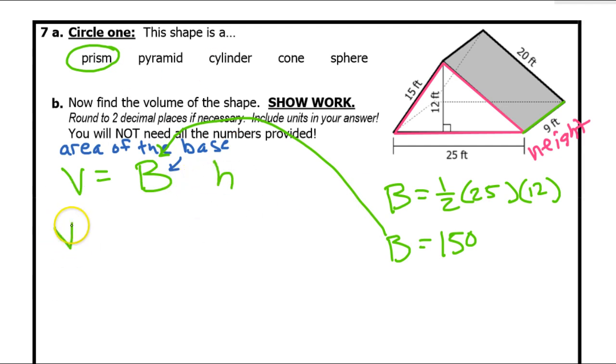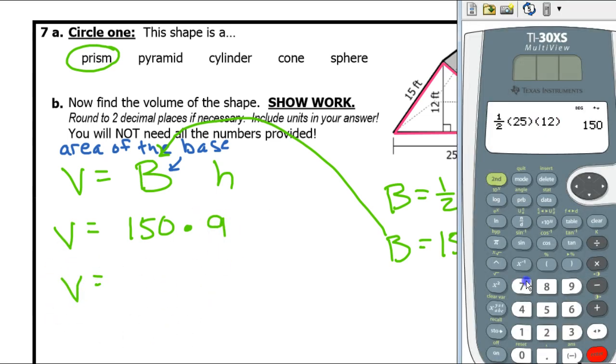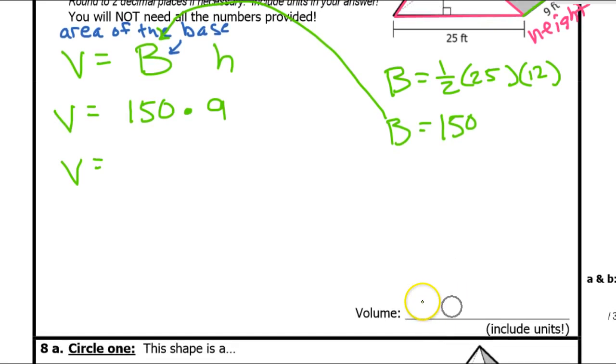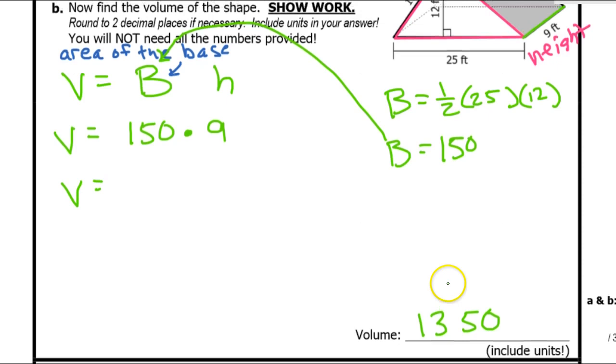So now I have the volume is equal to 150 times the height of the prism, which is 9, as I said before. So 150 times 9 is 1,350. Okay, we have to include our own units. The lengths were given in feet. So volume will be feet cubed, or cubic feet.